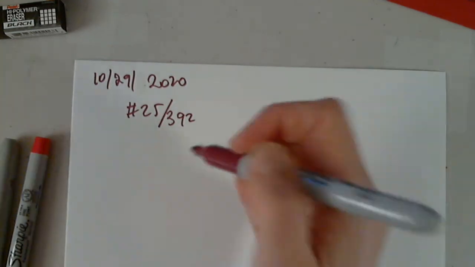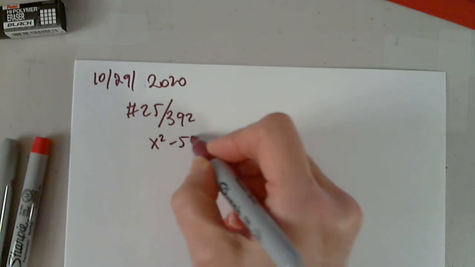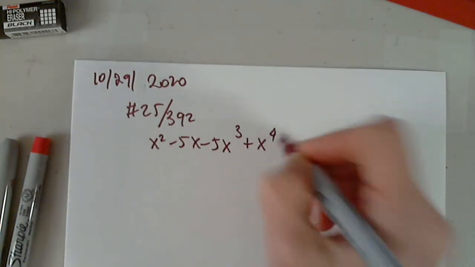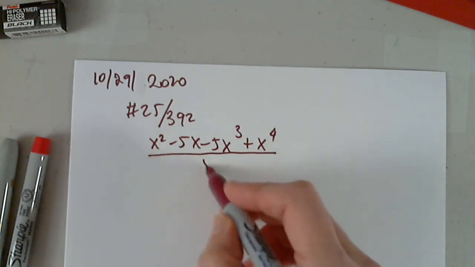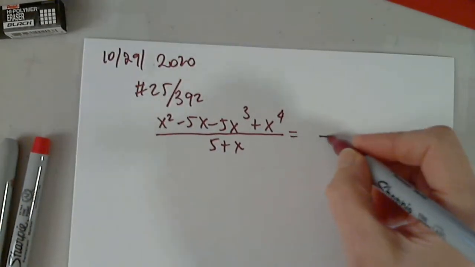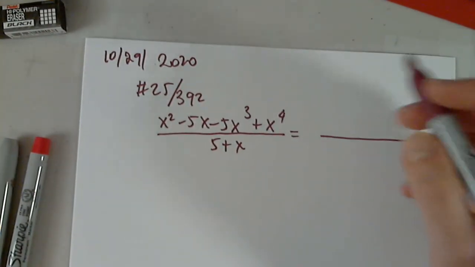Okay, so in 25, we have x squared minus 5x minus 5x cubed plus x to the fourth divided by 5 plus x. Of course, this is intentional. It's all in a disorganized manner, top and bottom, of course. I will have to spend time to present both polynomials in descending order.